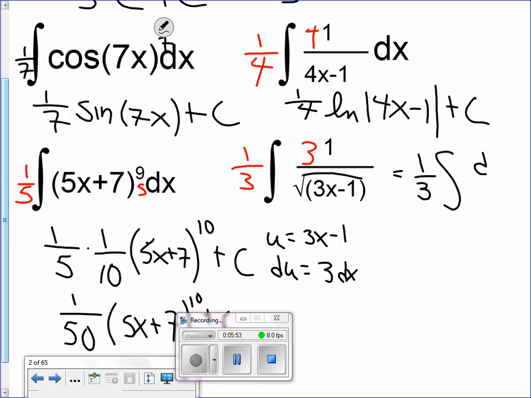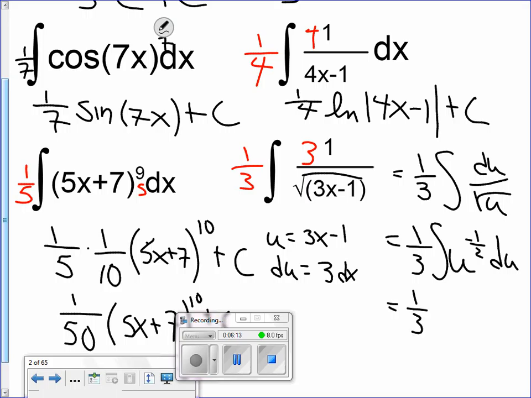Right. So when you have du over the square root of u, it's not an ln, you bring that up, so you're integrating u to the negative 1/2 du. Now we can use the power rule. The antiderivative of u to the negative 1/2 is 2u to the positive 1/2, or 2 rad u. So we could just write 2/3 rad u, just 3x minus 1.